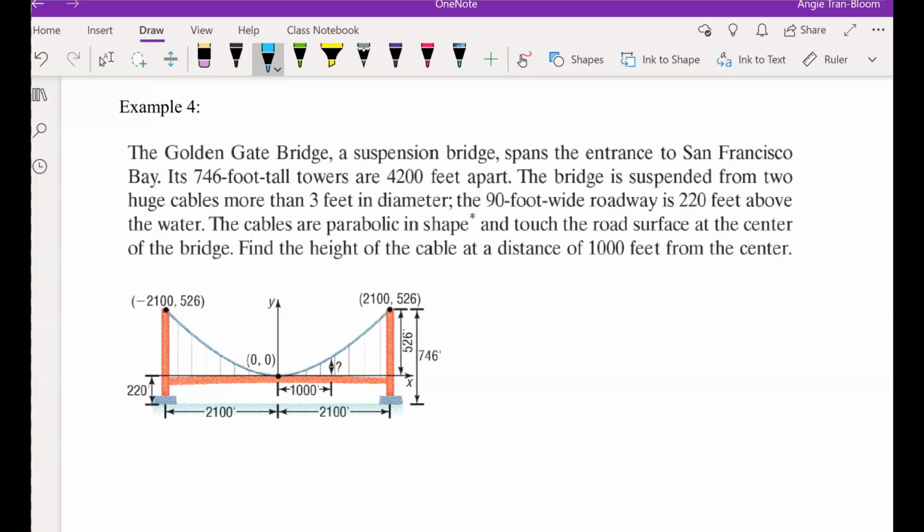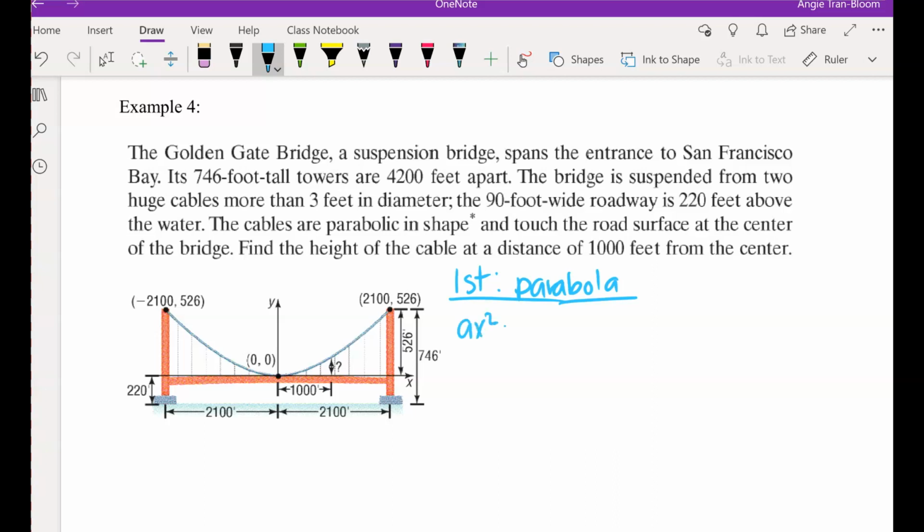Draw a triangle? I already told you what shape it is. What shape is it? Parabolic. That means it's a parabola. Okay, so if you guys remember, first we know it's a parabola shape. Do you guys remember the standard formula for a parabola?